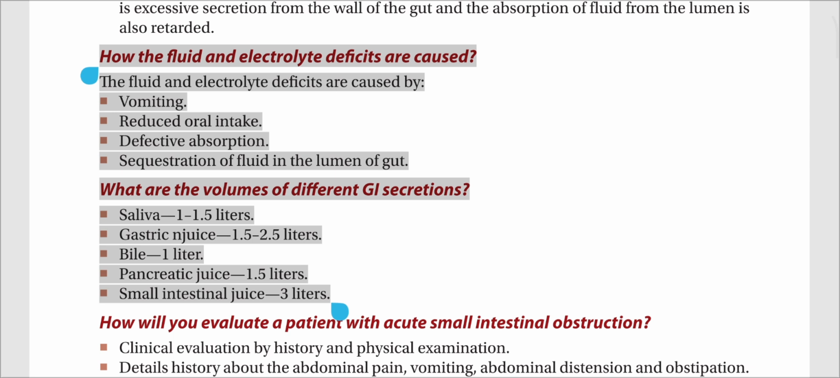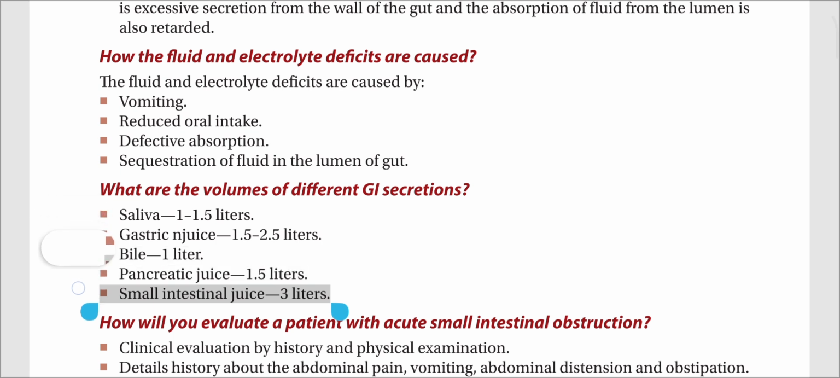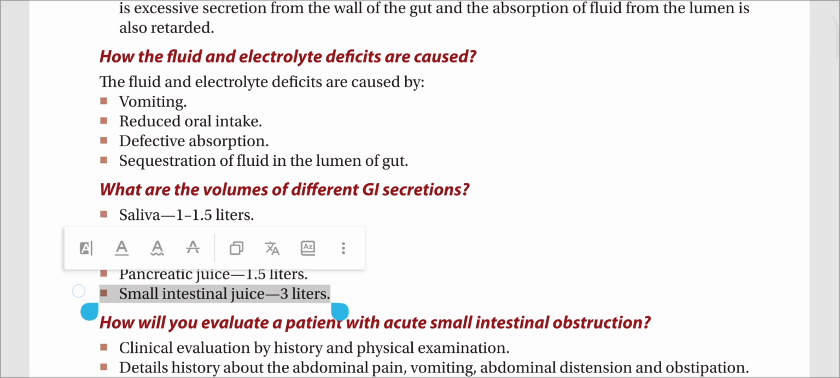How are the fluid and electrolyte deficits caused? The fluid and electrolyte deficits are caused by vomiting, reduced oral intake, defective absorption, and sequestration of fluid in the lumen of the gut. What are the volumes of different GI secretions? Saliva, 1 to 1.5 liters. Gastric juice, 1.5 to 2.5 liters. Bile, 1 liter. Pancreatic juice, 1.5 liters. Small intestinal juice, 3 liters.